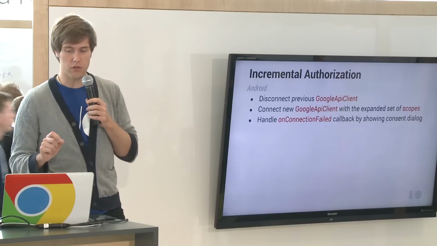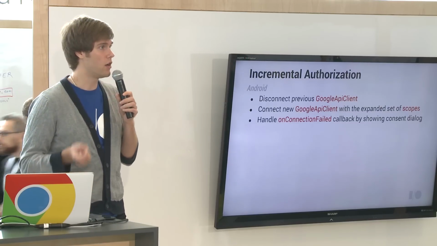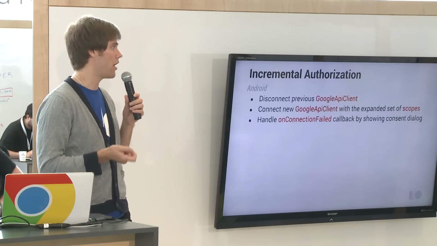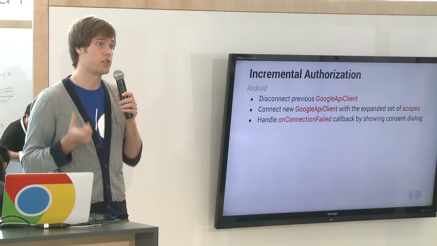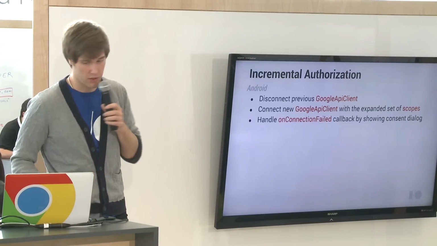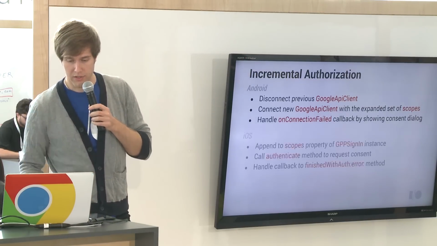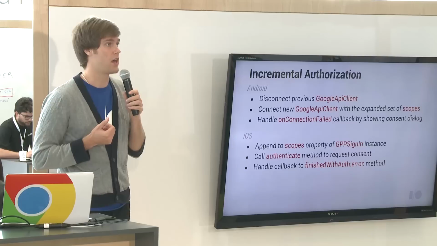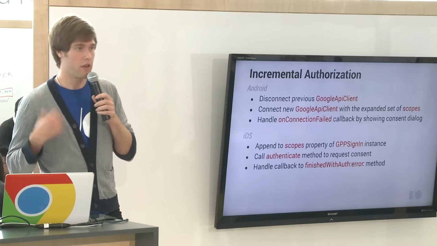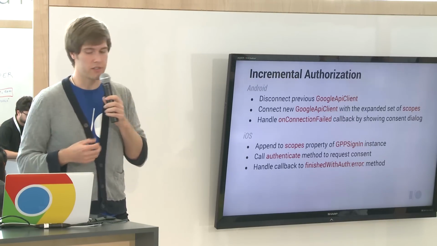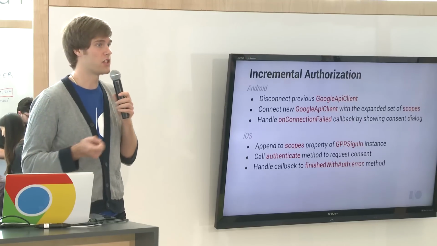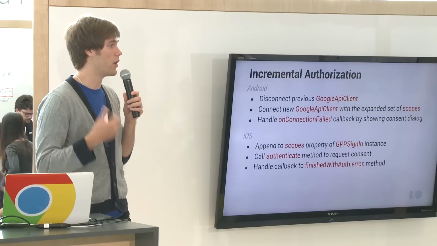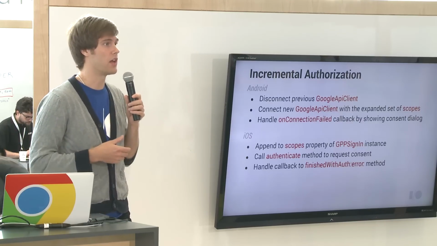So you're going to handle the onConnectionFailed callback on Android by showing a new dialog, and this dialog will contain that new scope that I just showed you previously. On iOS, it's very similar. You're going to append the new scope to the GPPSignIn instance. Then you call the authenticate method, similar to the Android example, and again handle the finishedWithError callback by showing the dialog to the user so that they can accept the new scope.